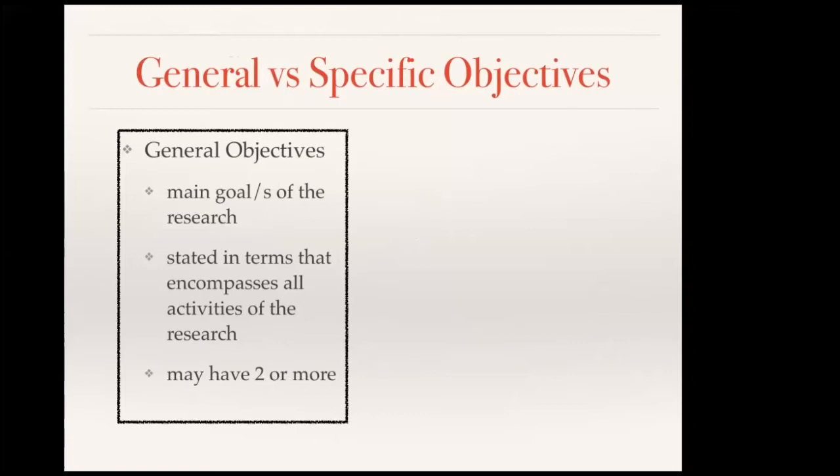So what are general objectives? So general objectives are actually the main goal of the research. It's sort of like the mission and vision of your study. So it's basically stated in terms that encompasses all activities of the research. And in some cases, you may actually have 2 or more general objectives, no? Especially if you have like several studies under one umbrella major study.